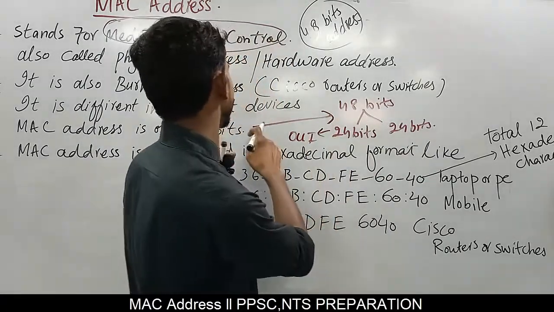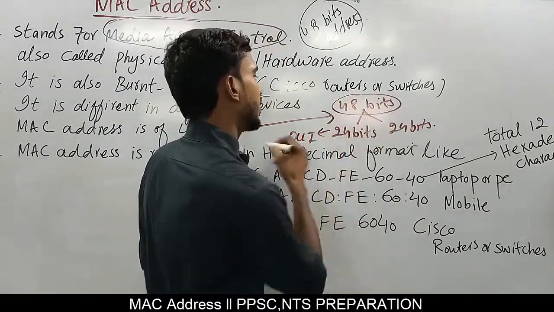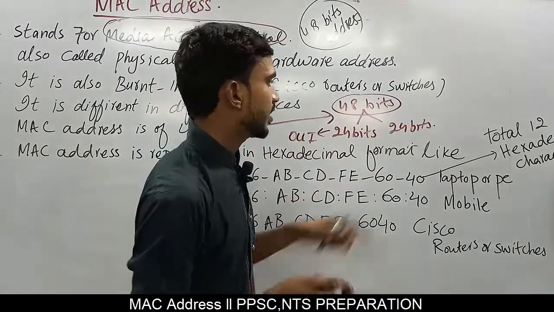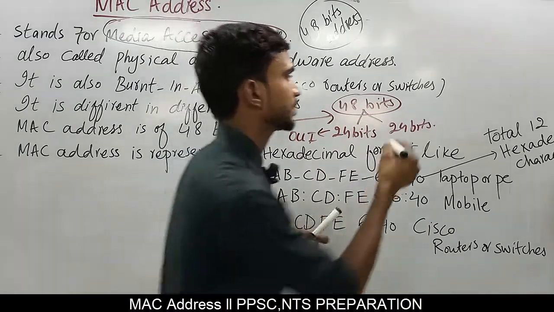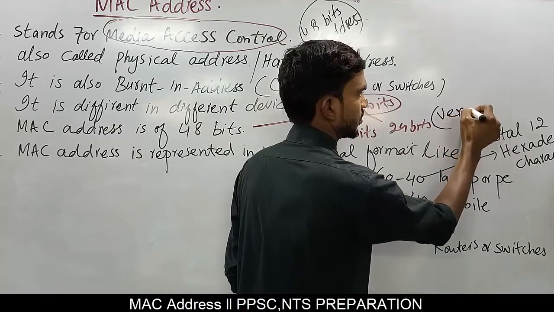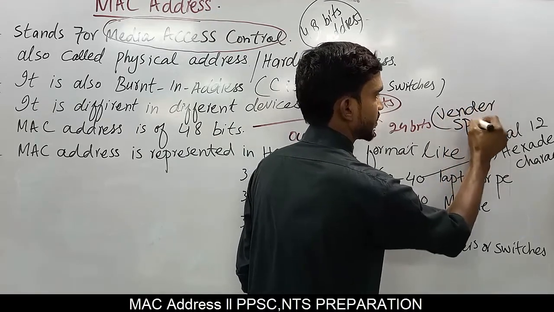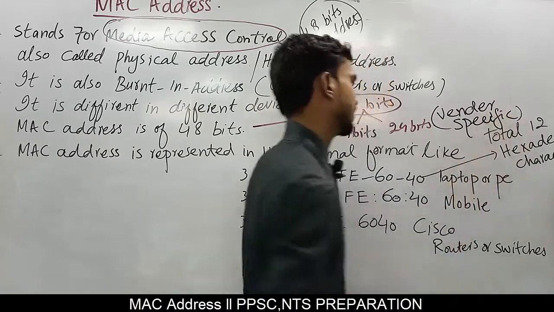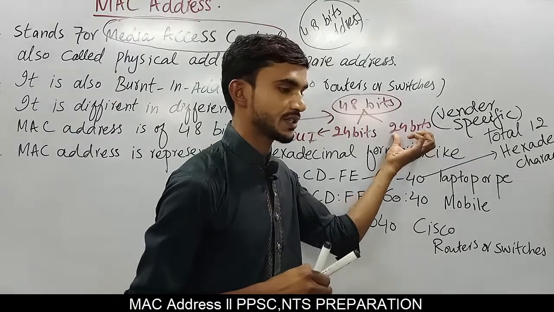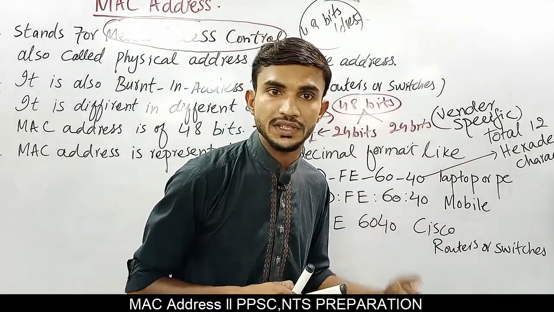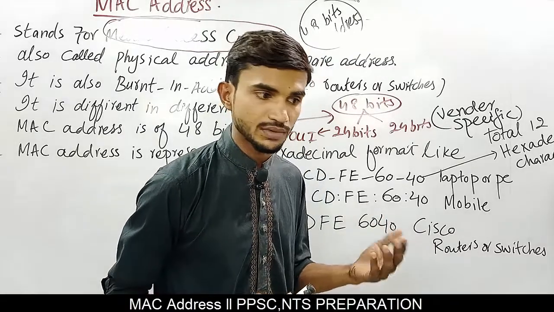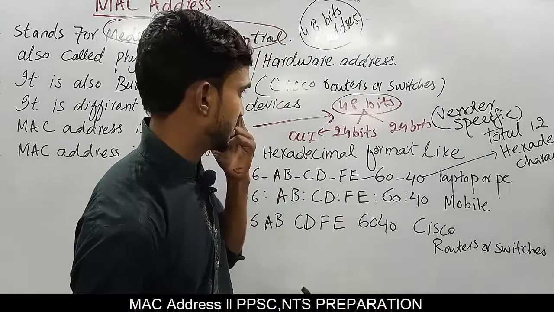So basically MAC address is of 48 bits. The first 24 bits are assigned by OUI, organization unique identifier, and the rest of the 24 bits are vendor specific. It means these 24 bits will be assigned by the different companies, by Lenovo, by HP or Dell or many other companies in networking.